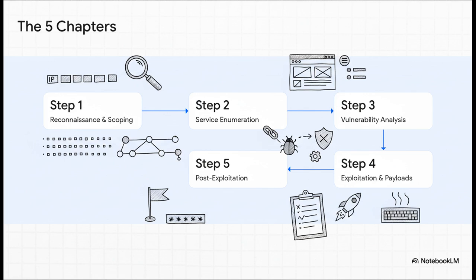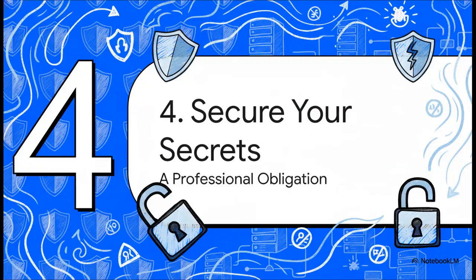Chapter 4, Exploitation. You copy and paste the exact payload you used. And finally, Chapter 5, Post-Exploitation. Documenting flags, password hashes, and every step you took to escalate privileges. Each step gets its own dedicated section in your notes. Clean, organized.